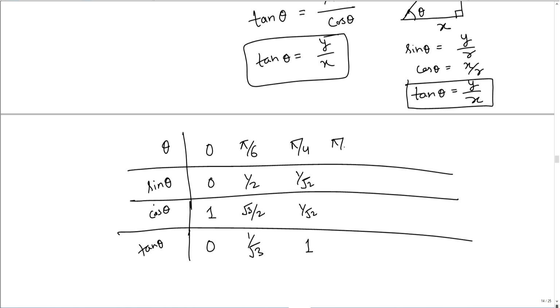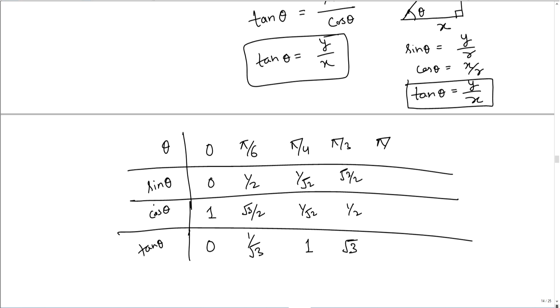Let's see what happens at pi by 3. At pi by 3, sine theta is root 3 by 2 and cos theta is 1 by 2. So as a result, tan theta is root 3, which is greater than 1. One thing you can notice is that the value of tan theta is increasing continuously, and 1 is not the maximum value. It increases beyond 1, which is unlike sine theta and cos theta.